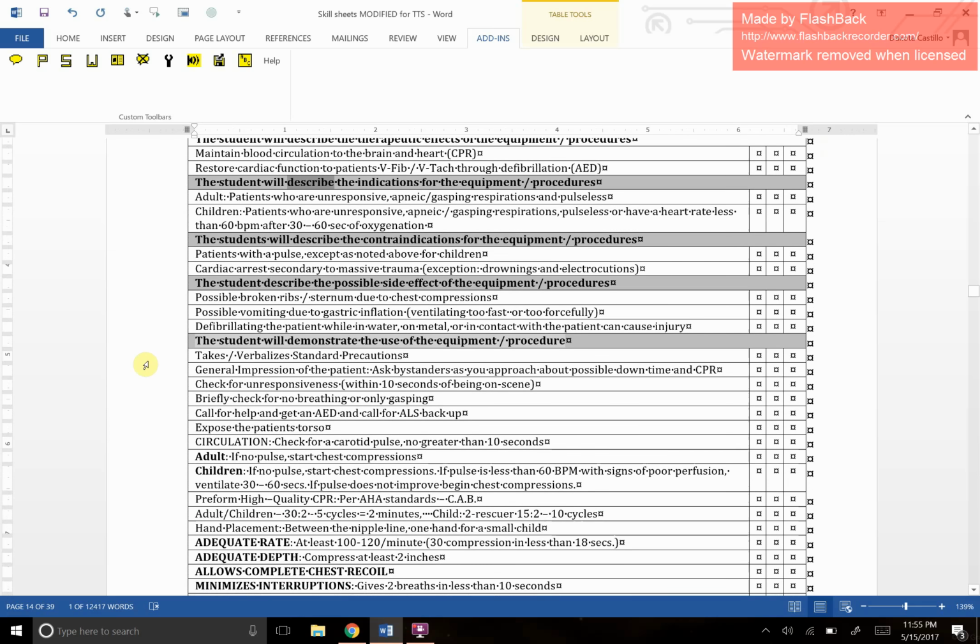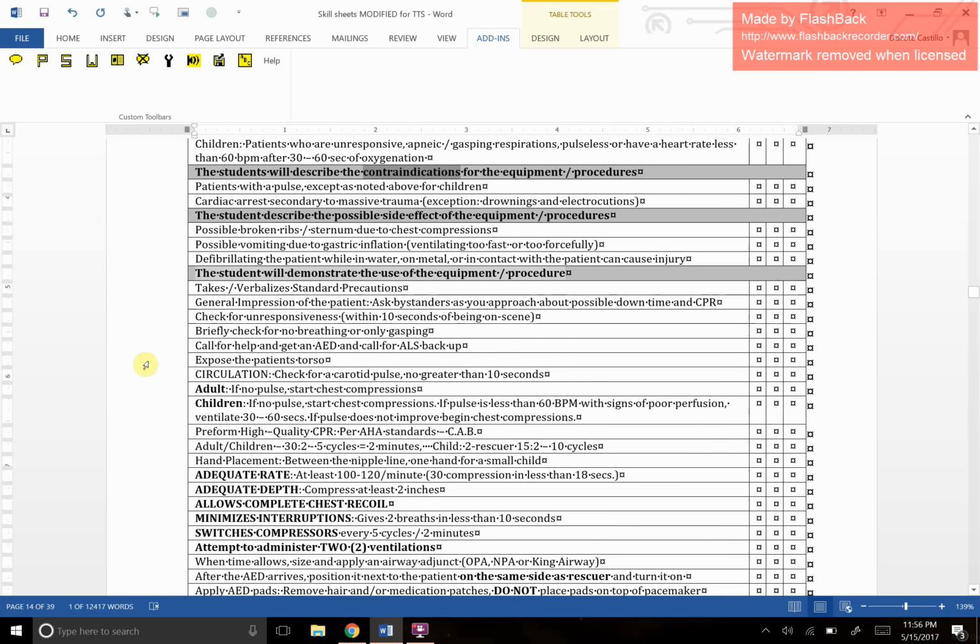The student will describe the indications for the equipment/procedures. Adult, patients who are unresponsive, apneic/gasping respirations and pulseless. Children, patients who are unresponsive, apneic/gasping respirations, pulseless or have a heart rate less than 60 bpm after 30-60 seconds of oxygenation. The students will describe the contraindications for the equipment/procedures. Patients with a pulse, except as noted above for children. Cardiac arrest secondary to massive trauma, exception, drownings and electrocutions.